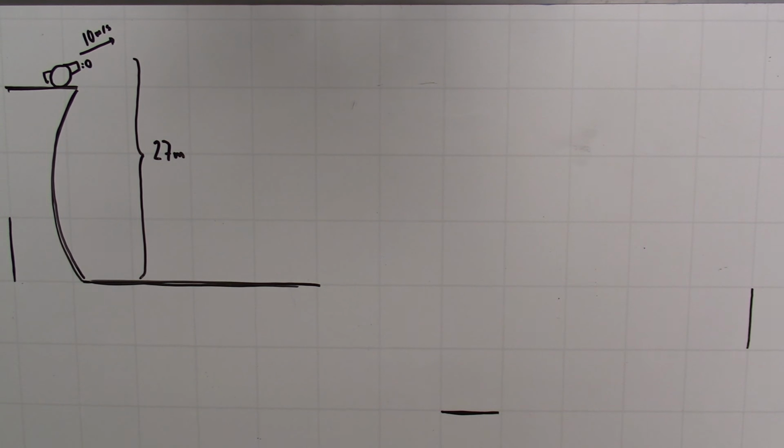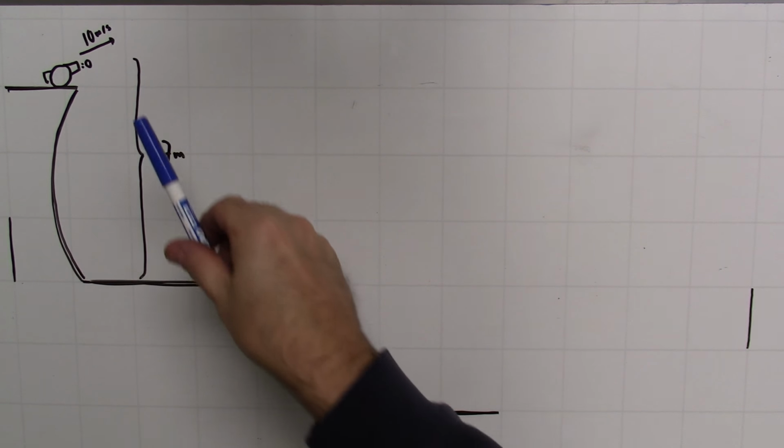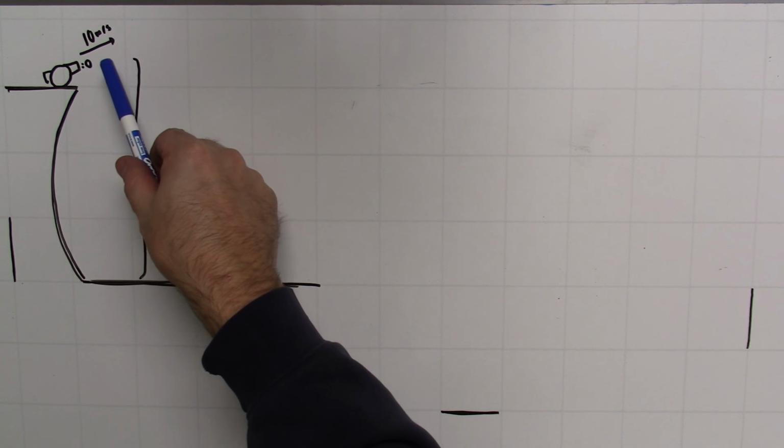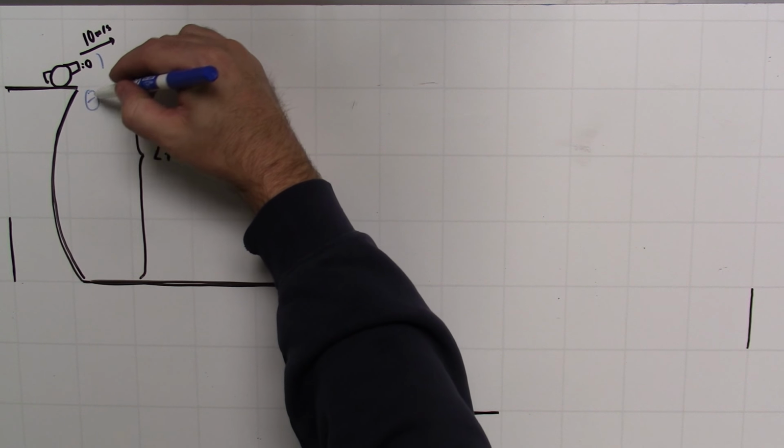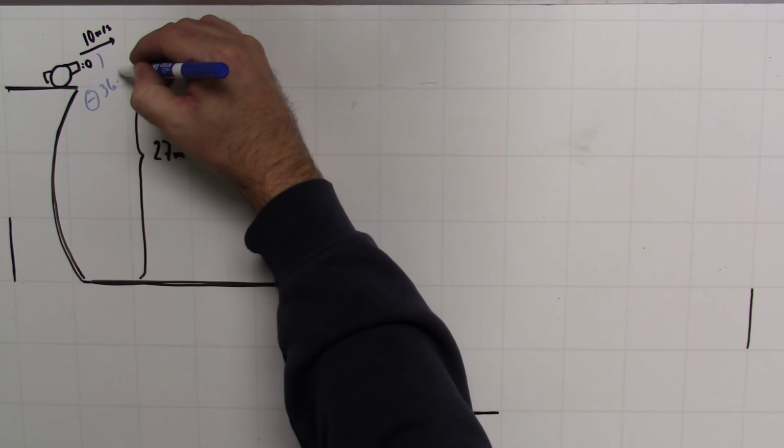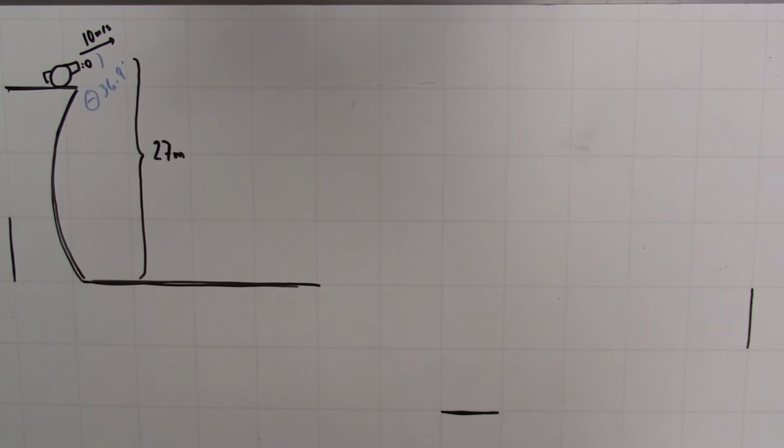Today we're going to do the projectile motion problem. In this particular problem, a cannon fires a ball at 10 meters per second at an angle of 36.9 degrees from a height of 27 meters above the canyon floor. Alright, here we go. First step we want to do is look at the initial velocity.